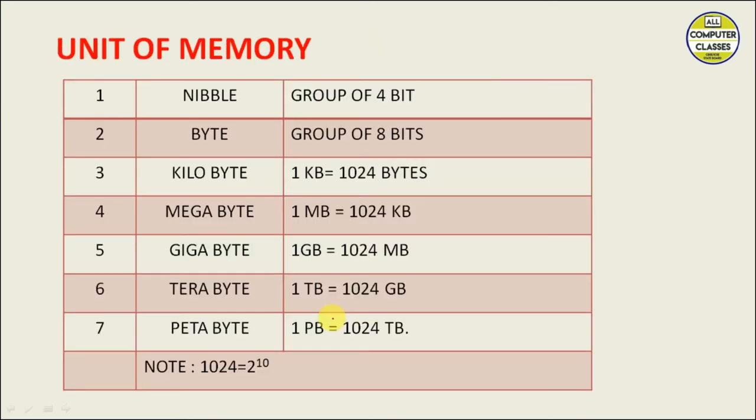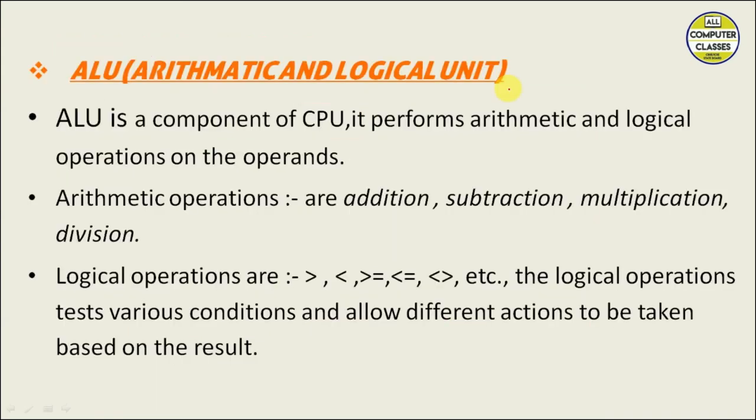Next is units of memory. A group of 4 bits is called a nibble. A group of 8 bits is called a byte. 1 kilobyte is equal to 1024 bytes. 1 megabyte is equal to 1024 kilobytes. 1 gigabyte is equal to 1024 megabytes. 1 terabyte is equal to 1024 gigabytes. And 1 petabyte is equal to 1024 terabytes.